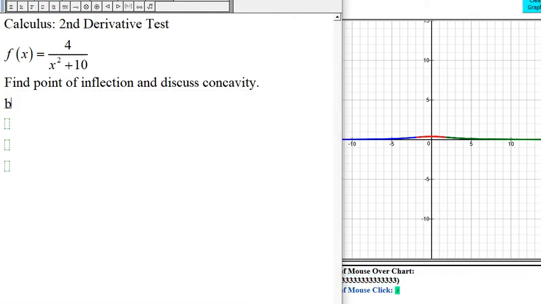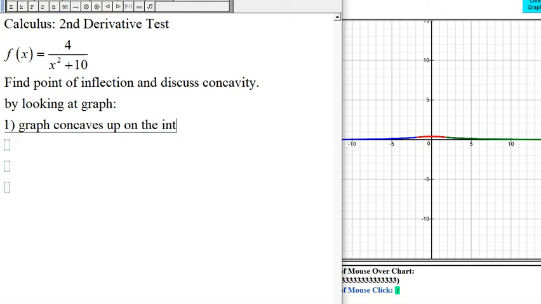So by looking at the graph, we see the graph concaves up on the interval from the left side, which is negative infinity, to what looks like about negative 1.8 or 1.9.